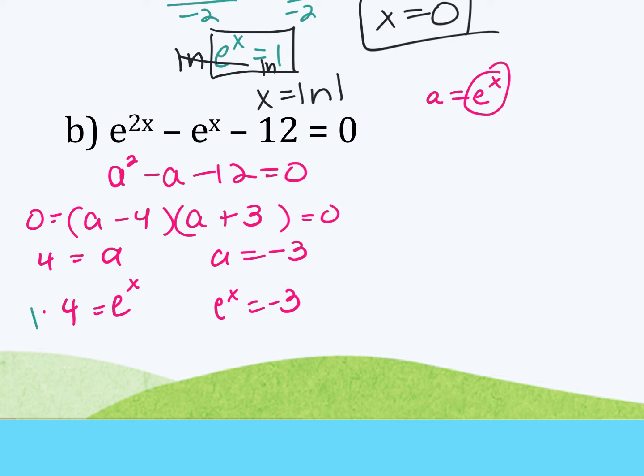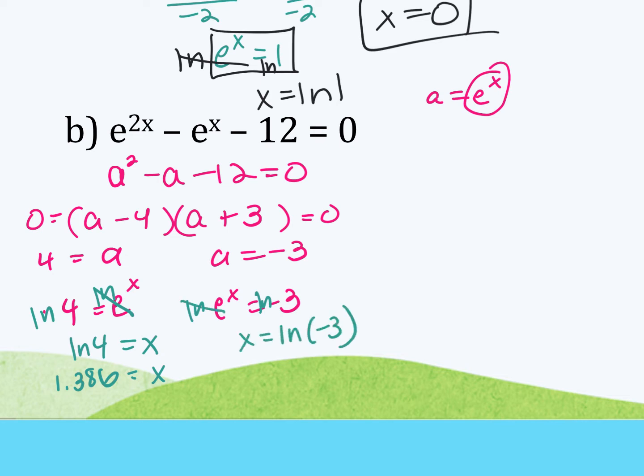And then ln both sides of your equation. ln of e to the x equals x. So x would equal ln of 4, which is 1.386. And then ln of e to the x is x equals ln of negative 3.